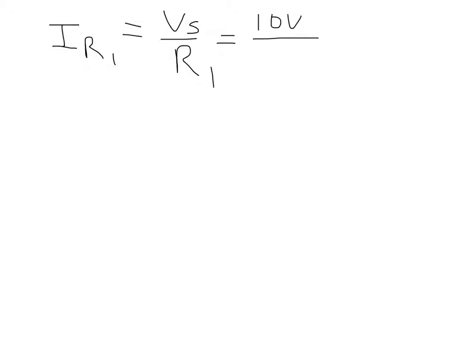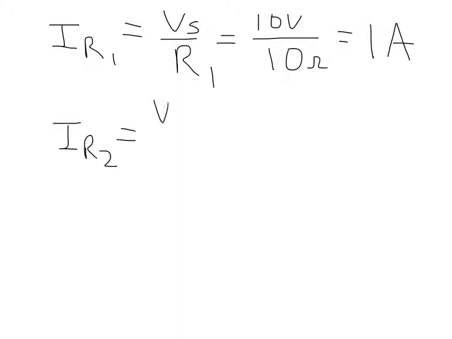So I'm going to calculate the current through R1 first. Ohm's law for current is voltage divided by R. Since I'm looking for the current through branch 1, that'll be R1, and of course the voltage is the same in a parallel circuit, so that'll be the source voltage. Source voltage is 10 volts, and R1 was 10 ohms, so 10 divided by 10 is 1, and current is measured in amps.